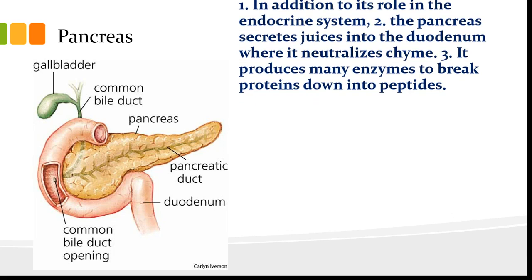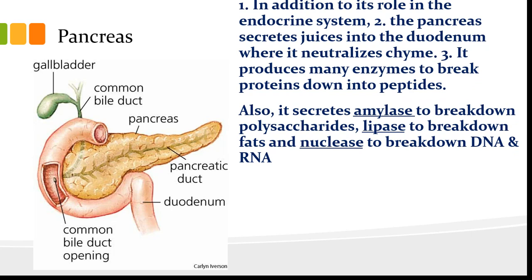Here we go. In addition to its role in the endocrine system, right, that's making a hormone, the pancreas secretes juices into the duodenum where it neutralizes the chyme, right there. It neutralizes it because the chyme is very acidic, okay? It produces enzymes that help break down proteins into peptides, so it's doing all that. We call those the digestive juices or the pancreatic juices, okay?